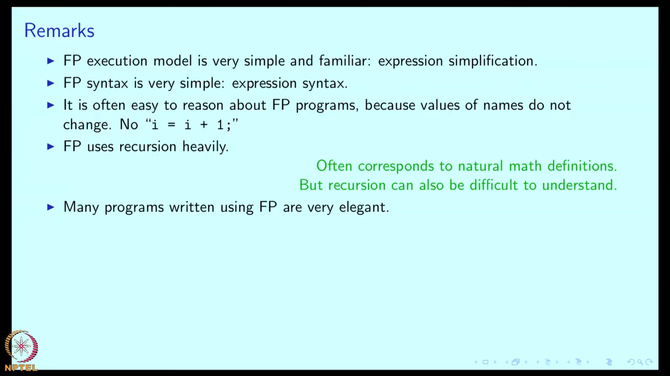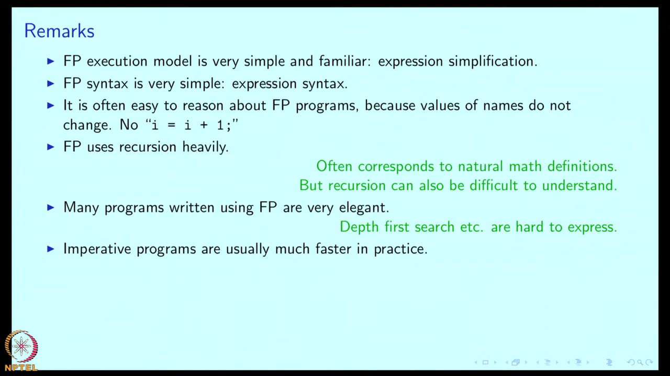Many programs written using functional programming are very, very elegant. They can often be very small, very compact. However, there are some classes of programs where this notion of just using recursion becomes very tricky. Or the idea that we do not change the value of a variable becomes very tricky. So for example, if you are doing depth first search on graphs, it is quite hard to express this using functional programming. Finally, it should be noted that imperative programs are usually much faster in practice.